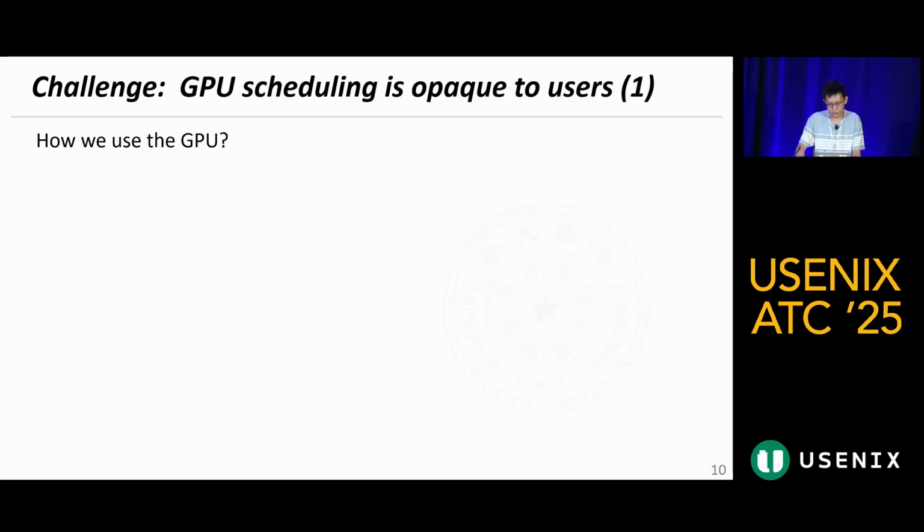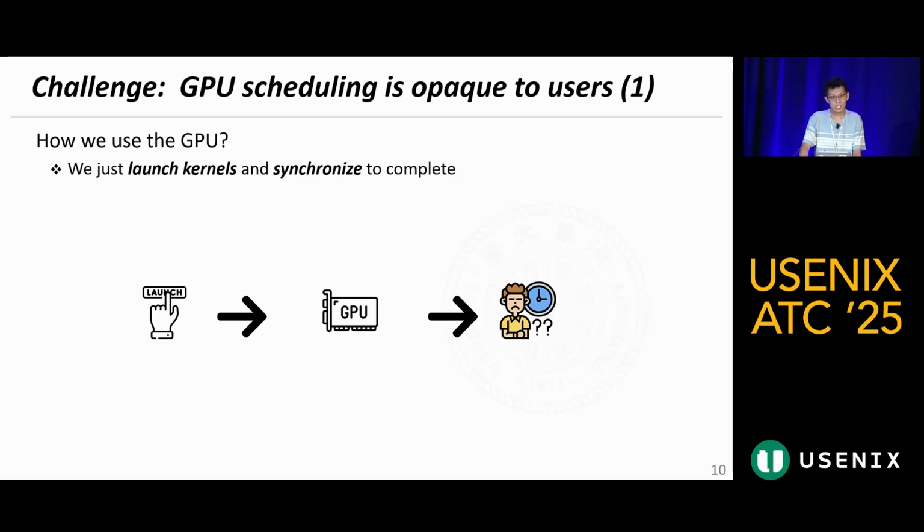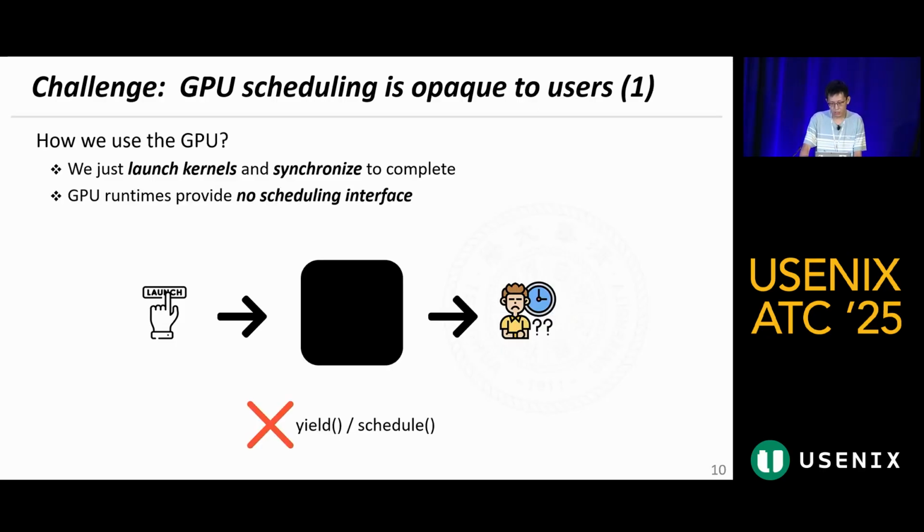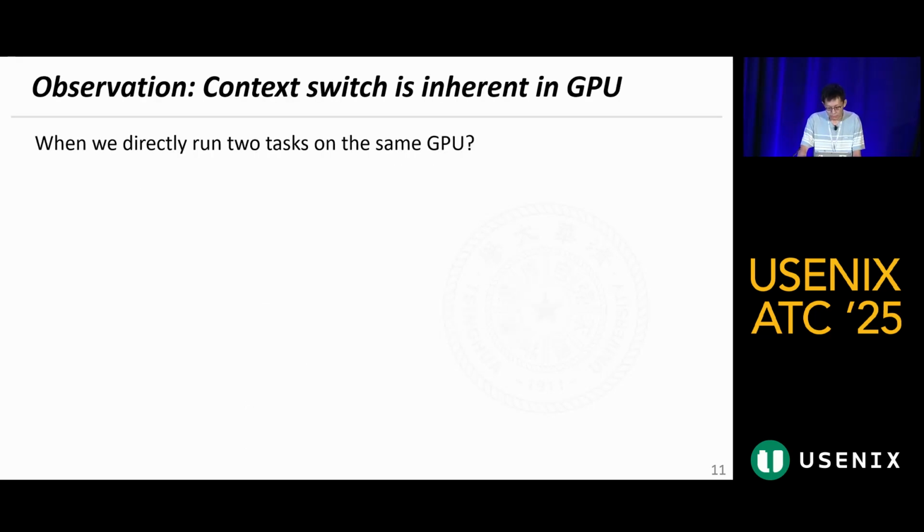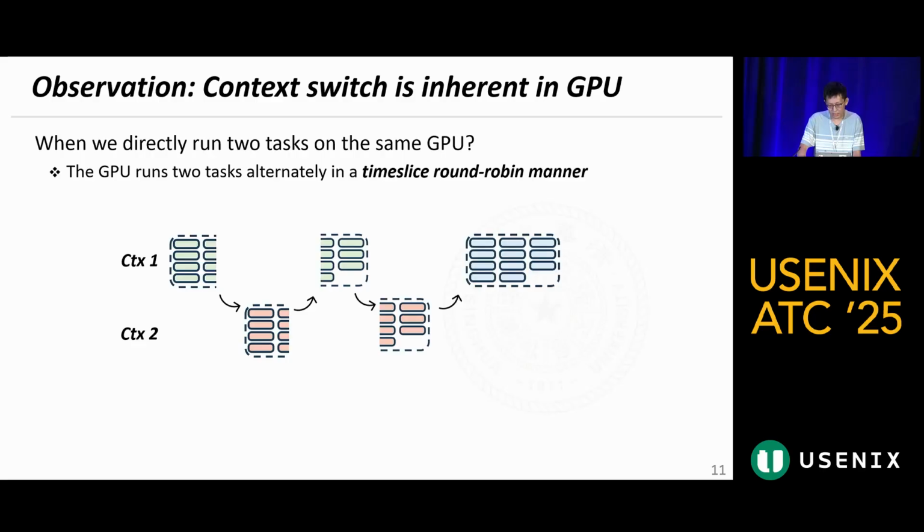When we use the GPUs, from a programmer's perspective, we just launch kernels and synchronize to complete. The GPU runtime provides no scheduling interface. When a kernel launches, the GPU is just like a black box, which provides no scheduling interface to us. In fact, the GPU provides context switch with a hardware scheduling way. When two different tasks run on the same GPU, the GPU runs the two tasks in a time-slice round-robin manner. When there is only one task, the GPU will continually run it.